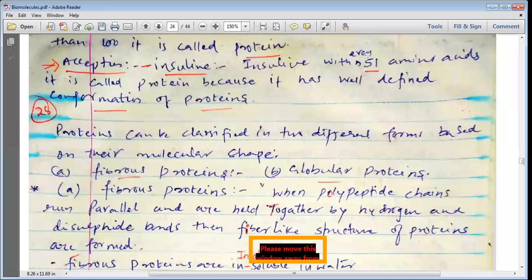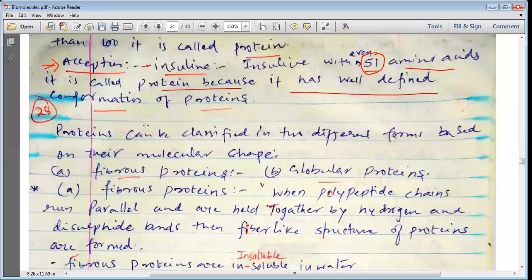Insulin has only 51 amino acids, an odd number, present in it. But it is called a protein because it has a well-defined conformation of proteins. So this is the exception, which is insulin.